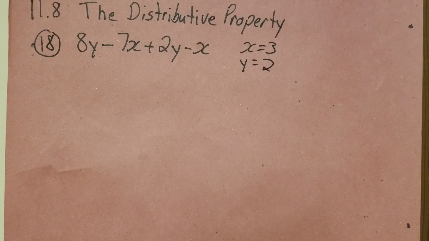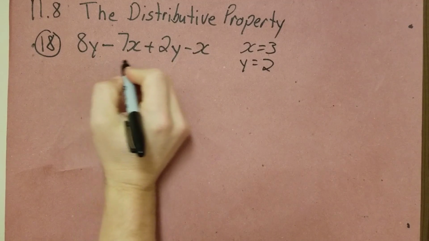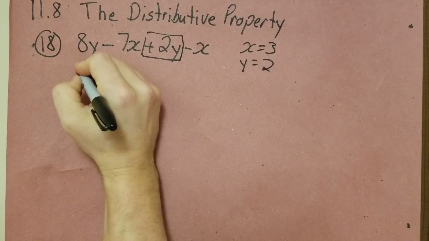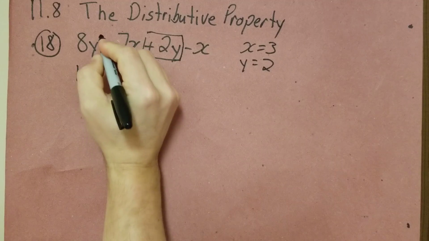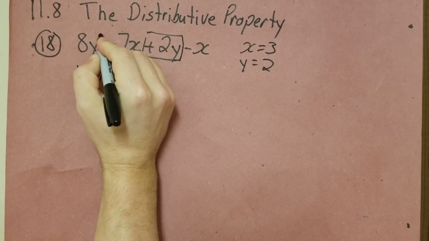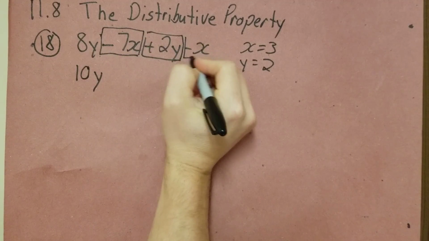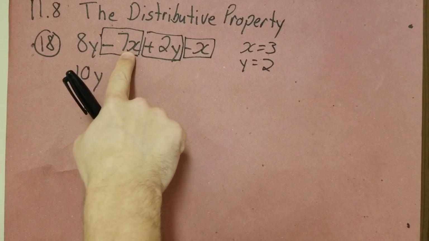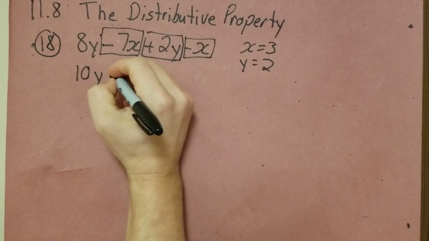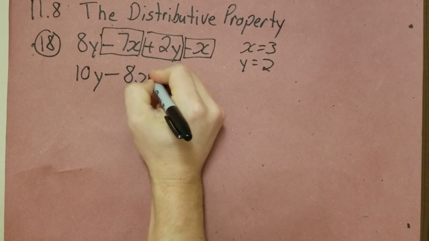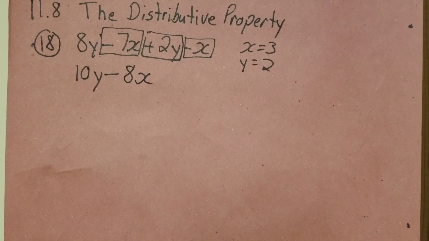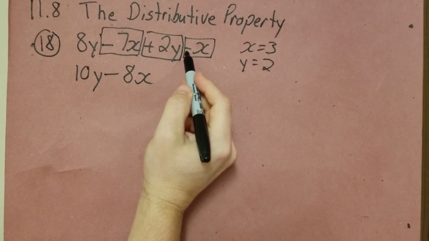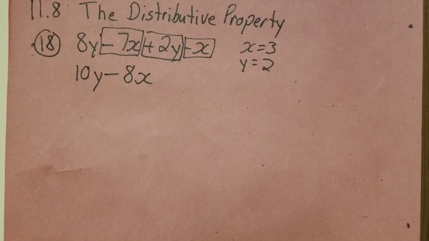So let's start with simplifying. I have 8y, and then I have a plus 2y. So that gives me 10y. And now I have a minus 7x and a minus x, which is a 1. So I have minus 7 minus 1, which would give me minus 8x. And I know that's where a lot of you were getting confused. You cannot forget the symbol in front of it. That's the whole term. Okay?